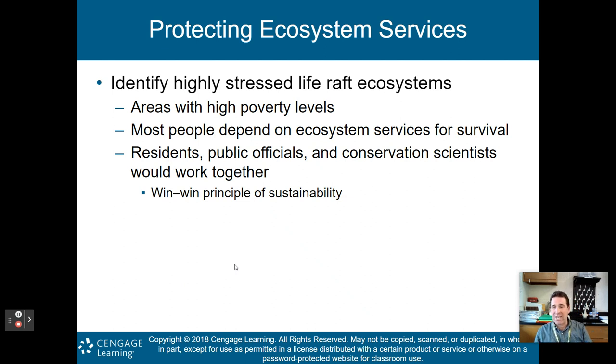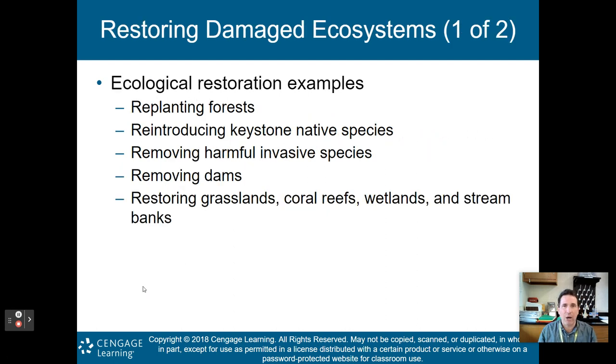So how do we continue to protect our ecosystem services? Identify highly stressed life raft ecosystems, like those biodiversity hotspots. Areas with high poverty levels tend to have this. Most people depend on ecosystem services for survival. Residents, public officials, and conservation scientists should work together for that win-win principle of sustainability to help us all.